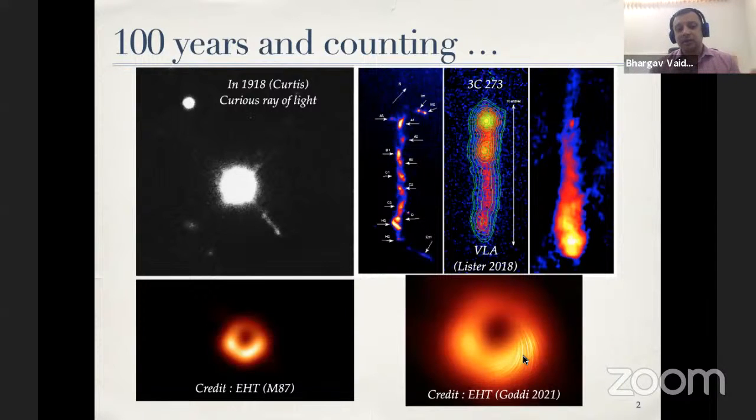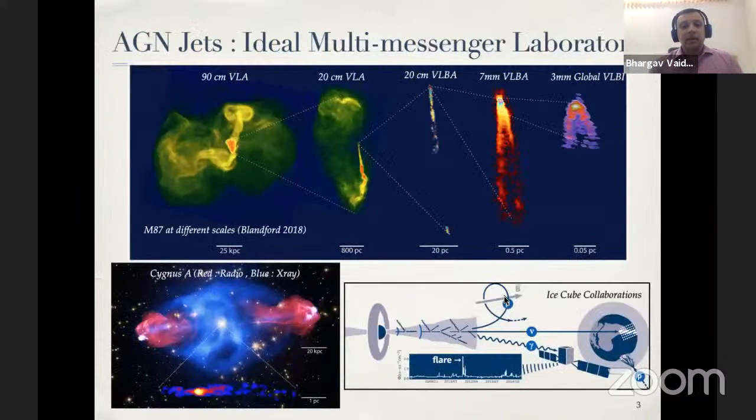So the question now is, why do you want to study such structures, which we have been observing for the last 100 years? Of course, there are several new concepts or new ideas that have come up when it comes to AGN jets.